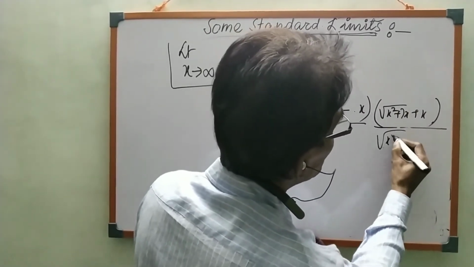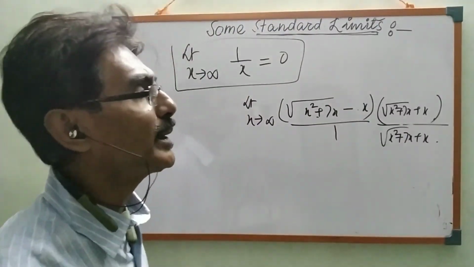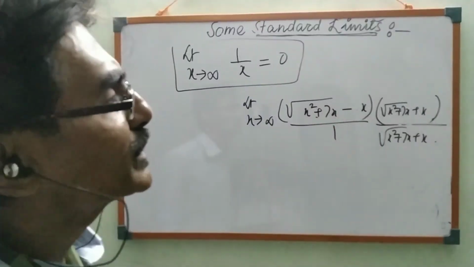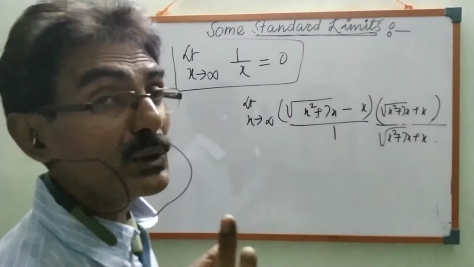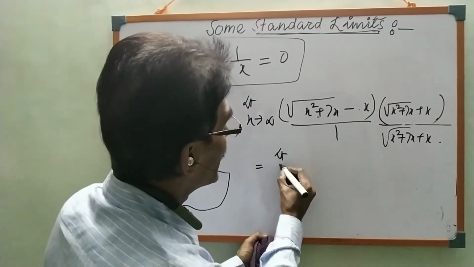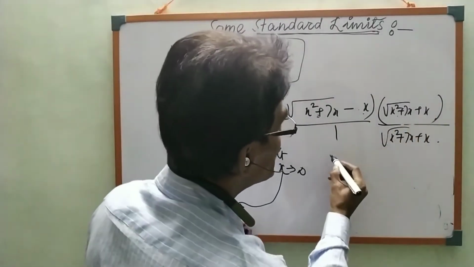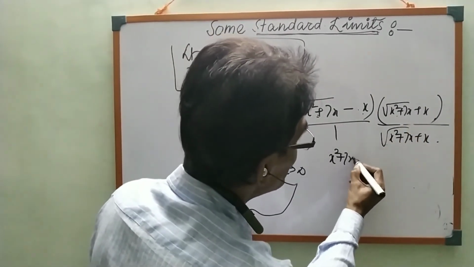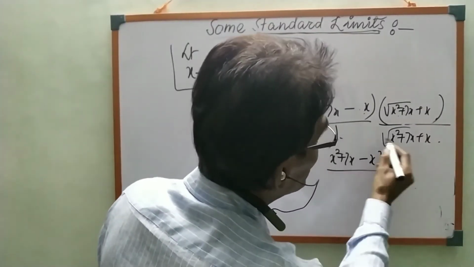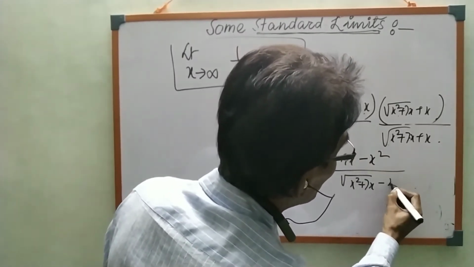Here also x square plus 7x plus x. Numerator and denominator both are multiplied by the conjugate of this one. That's it, this rationalization you know. Last day also you have done. Now in the numerator, what are you getting? Limit x tends to infinity, same a minus b into a plus b, direct formula, square root over x square plus 7x minus x square, divided by this one, same root over x square plus 7x and plus x.